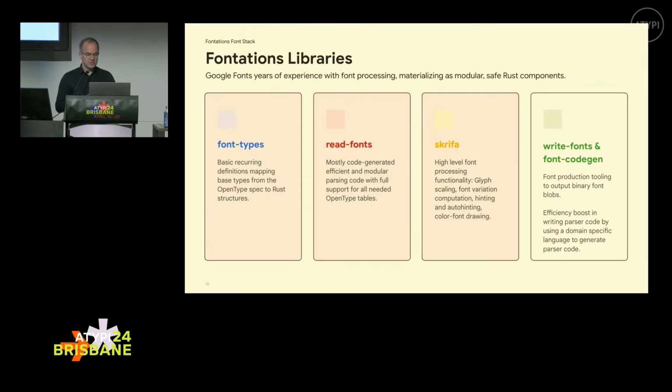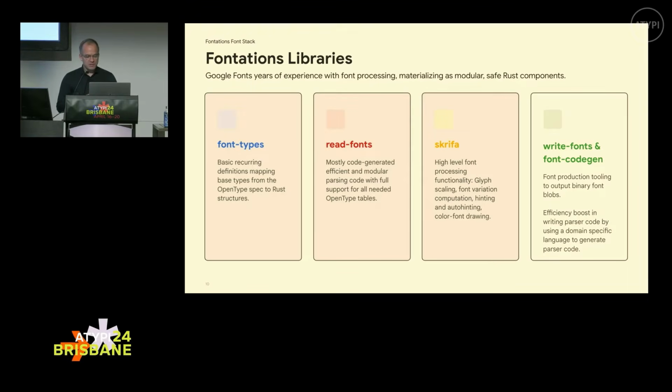First, it's font types. As the name says, general types mostly closely mapping the OpenType standard. Read fonts is a code-generated zero-copy parser for font files. Zero-copy means we don't copy the contents of the font file to an extra region in memory to do secondary processing on it, so it's quite efficient. And a second characteristic here: it's using generated code, so the parser is not written manually. It's building on years of experience from Google Fonts and their work on the Python font tools.